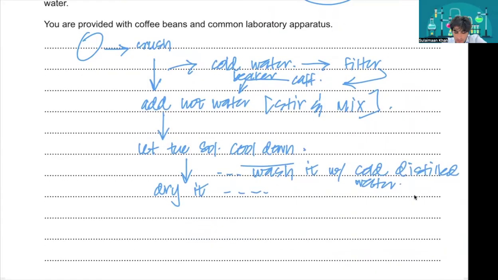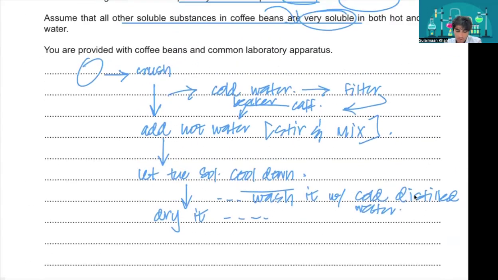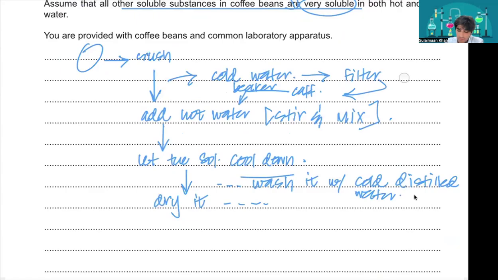Again, bismuth is a metal that has similar reactivity to that of copper. The ore bismuth contains, okay, one more thing. Sorry. What you could have done here is, okay, those of you who are getting confused, let's do something else.